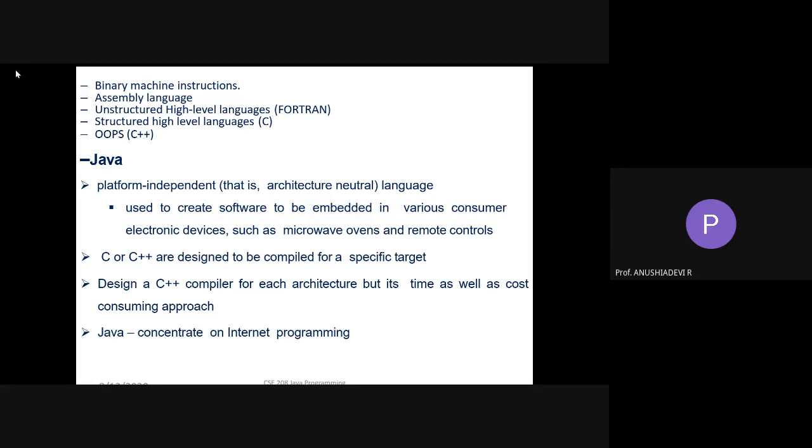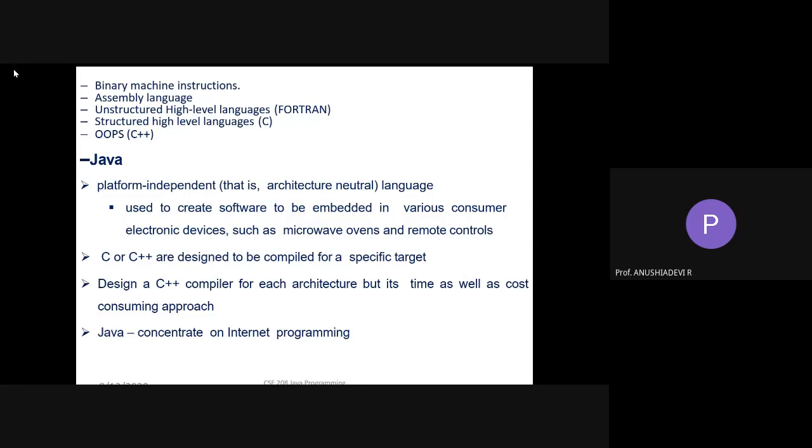After that, object-oriented programming was developed, that is C++. The first object-oriented programming language is C++. After that, Java was developed. Java is a fully object-oriented programming language. So why do we move from C++ to Java? Because Java is platform independent.